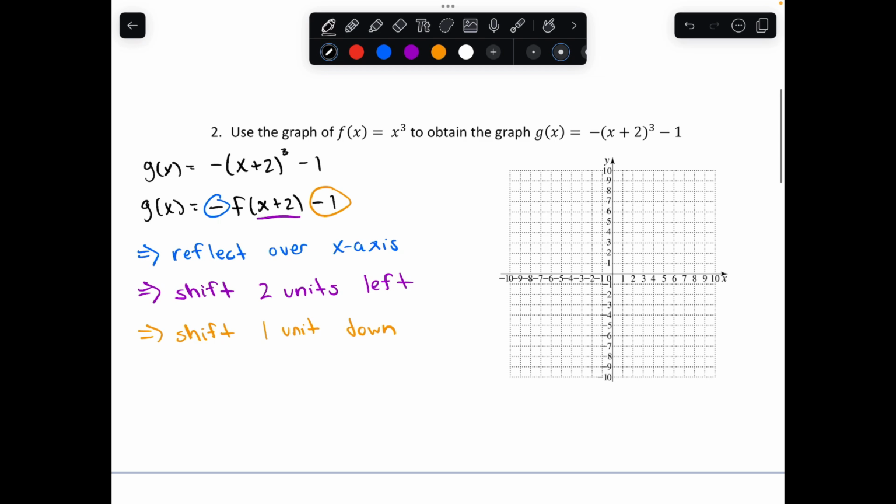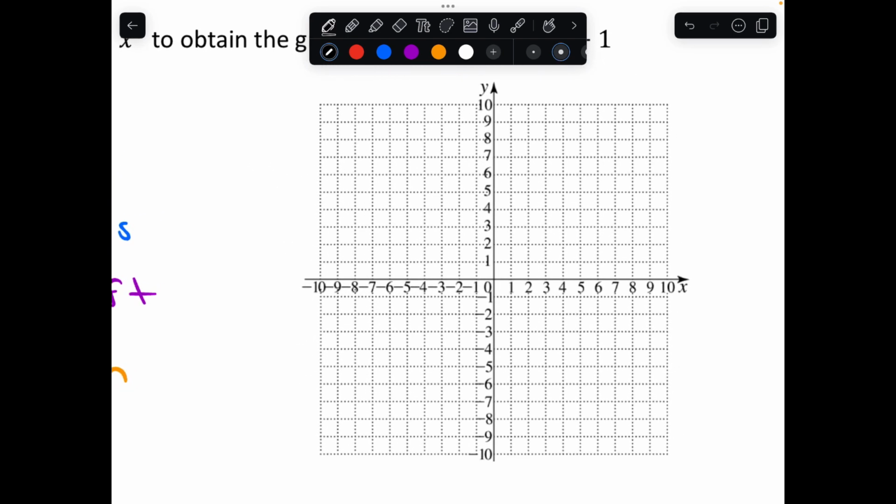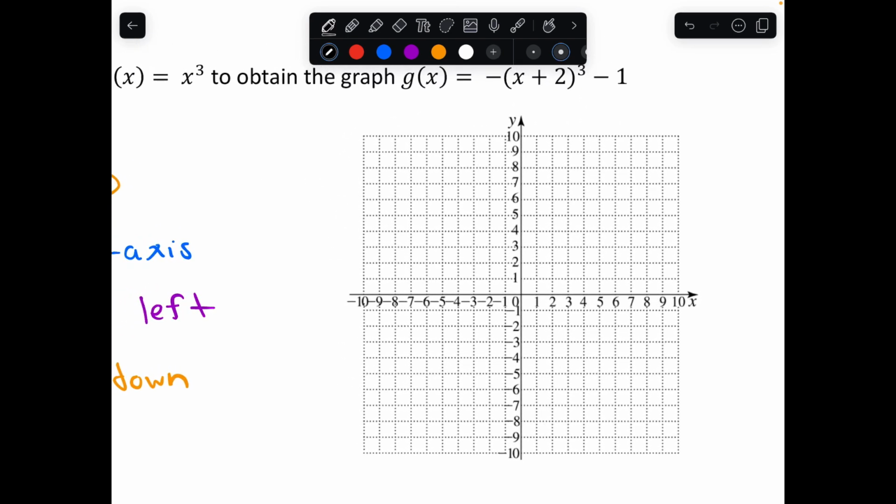So let's go ahead and start graphing everything. As always, I like to graph my base function. So we get a couple points. 1 cubed is 1, 0 cubed is 0, 2 cubed is 8, negative 1 cubed is negative 1, and negative 2 cubed is negative 8. So I can sketch my original function.